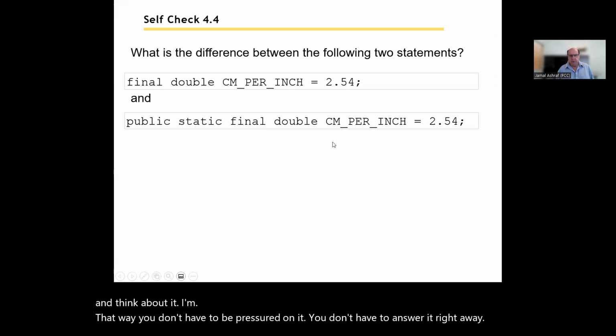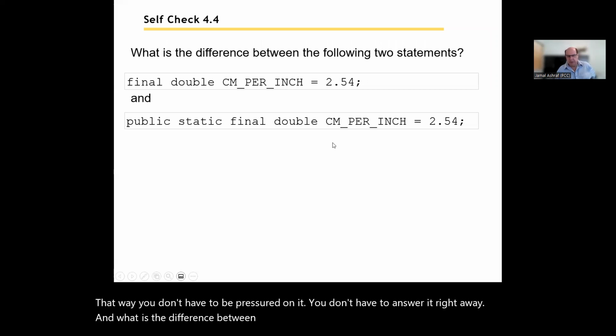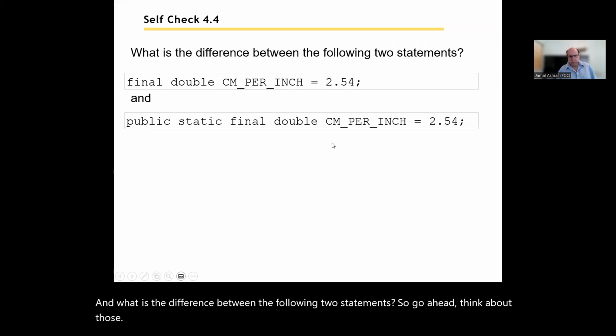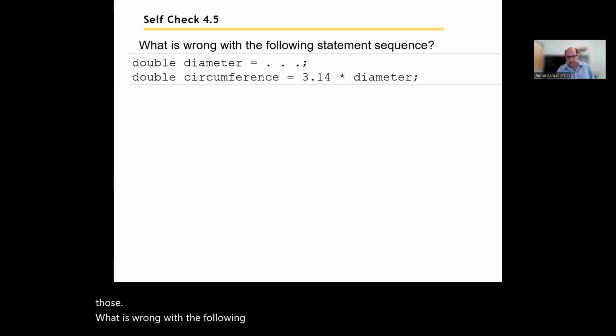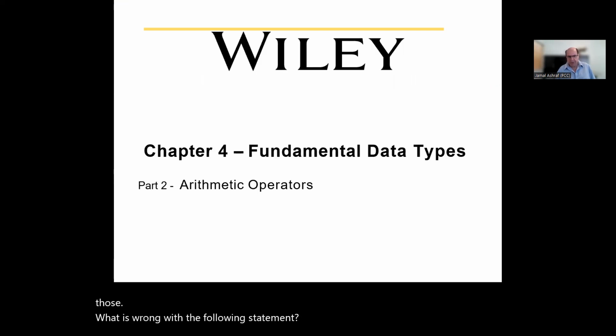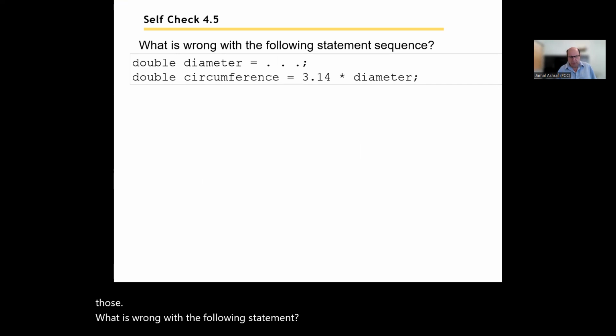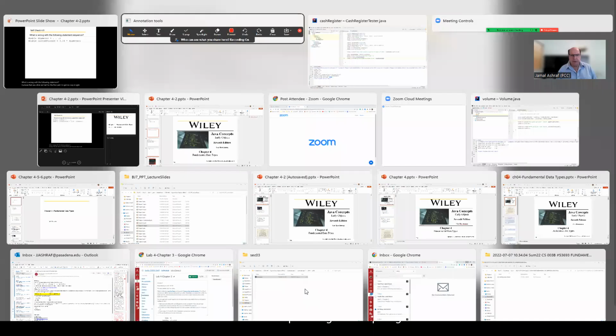And what is the difference between the following two statements? So go ahead, think about those. What is wrong with the following statement? So that was what we had for the first part. I'm going to stop it right here, and then we go for the second part.